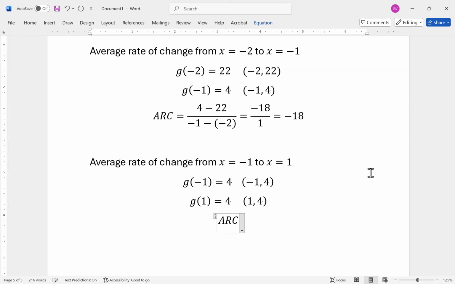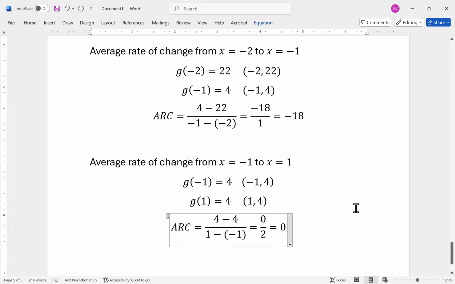So the average rate of change is, on average, how much do the y values change? Well, the y value of the second point is 4. The y value of the first point is 4. The x value of the second point is 1. The x value of the first point is -1. So we get an average rate of change of 0 in that case.